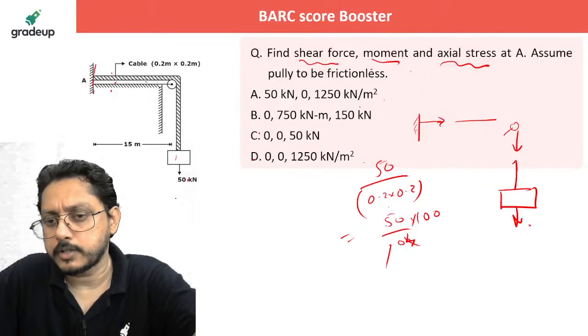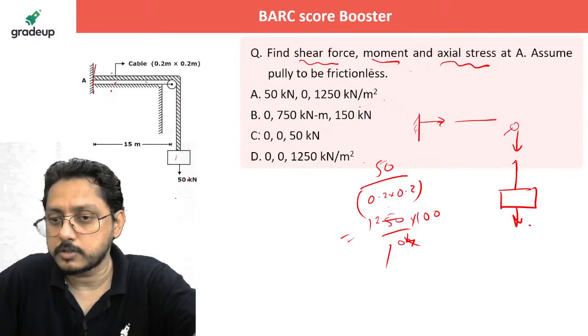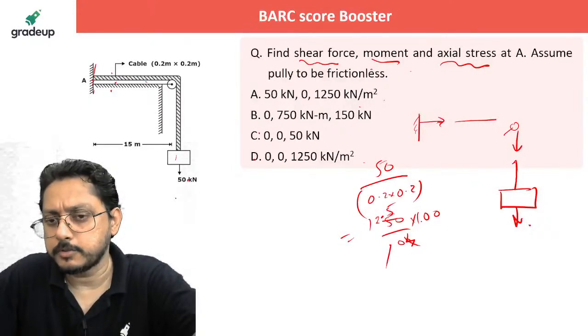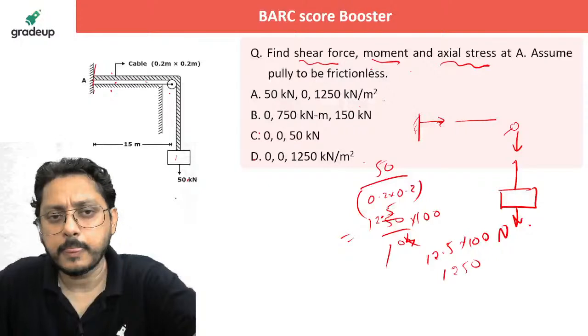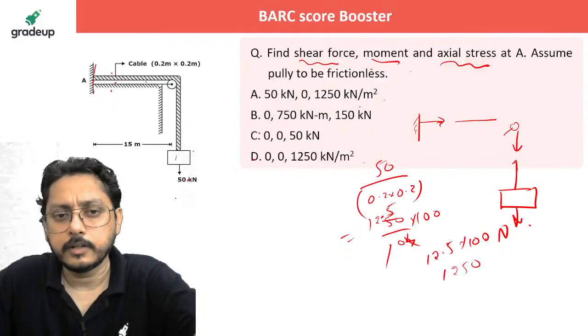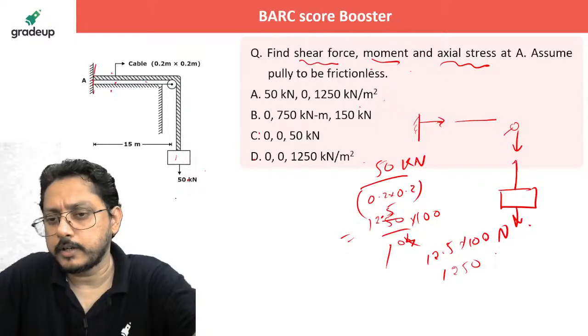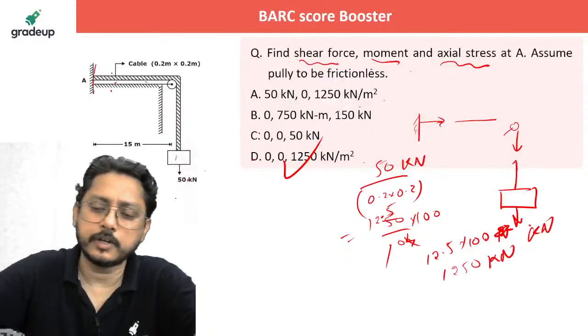It will become 12.5 into 100. 12.5 into 100 Newton. Now if you want to make it in kilonewton, then it is actually 1250 Newton, I think. No, 50 was in kilonewton only. The one which we applied here was in kilonewton, so you will get the answer in kilonewton. Sorry, it was in kilonewton, so you will get it in kilonewton. So this is the correct answer.